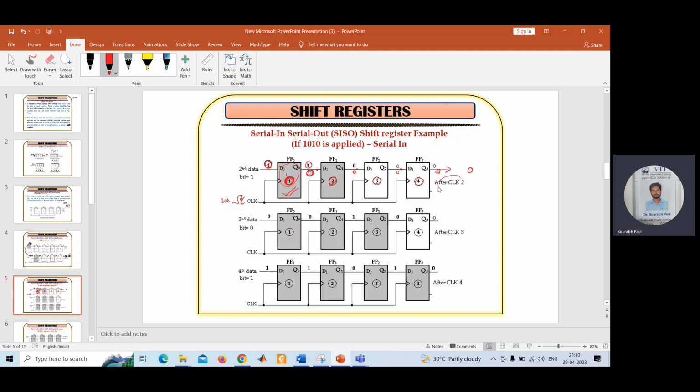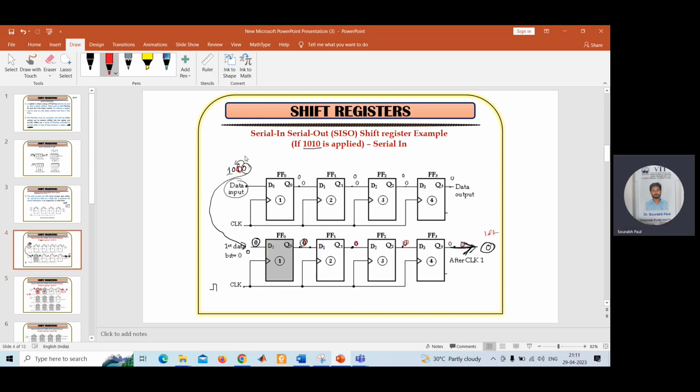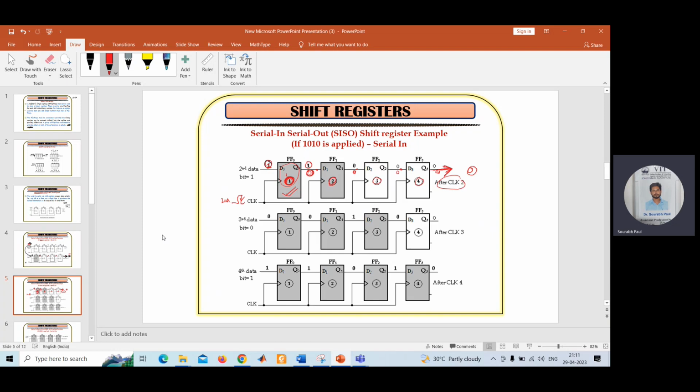And after the second clock, you are also getting the output of 0 in this shift register, because ultimately this is the output of this register, a serial-in serial-out register. Okay. Now come to the next bit. That bit is 0. Again, you need to apply 0. So you apply 0 in this input terminal, and you are applying the clock here. That is the third clock.